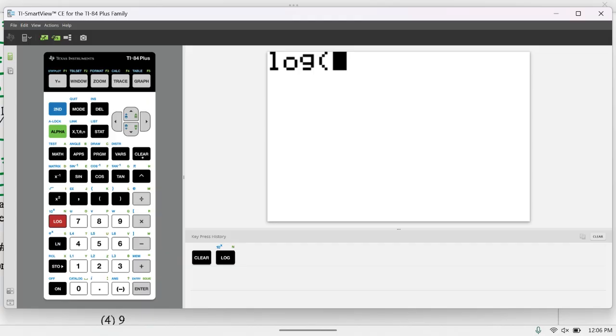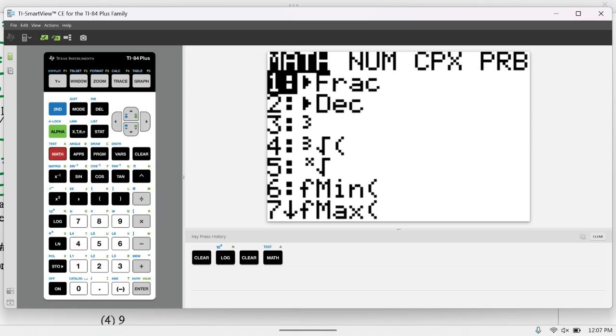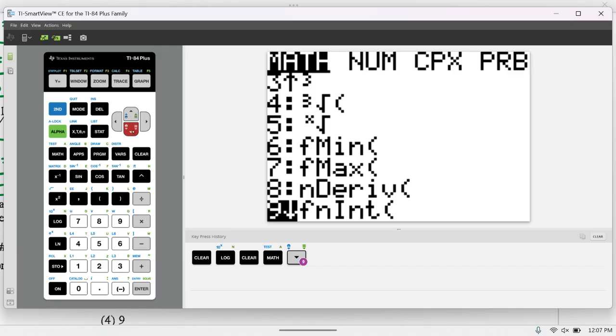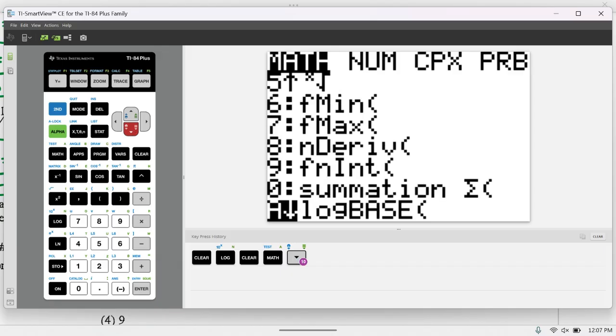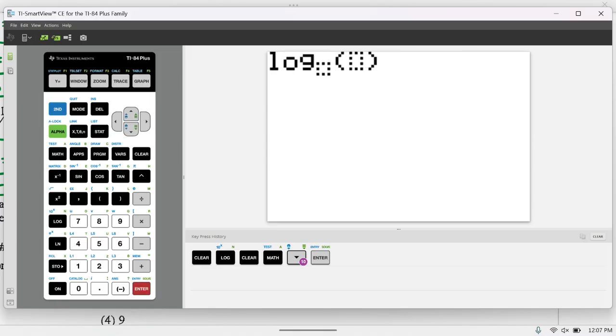But how you would put it in so you have that little number. All right, so you're going to hit the math key, which is right below that green alpha key. And you're going to use the arrow keys to scroll down. Now, do you see right here where it says log base? If you click that, that will allow you to actually put in that tiny number. So I'm going to hit enter. Now I can input the little baby number.